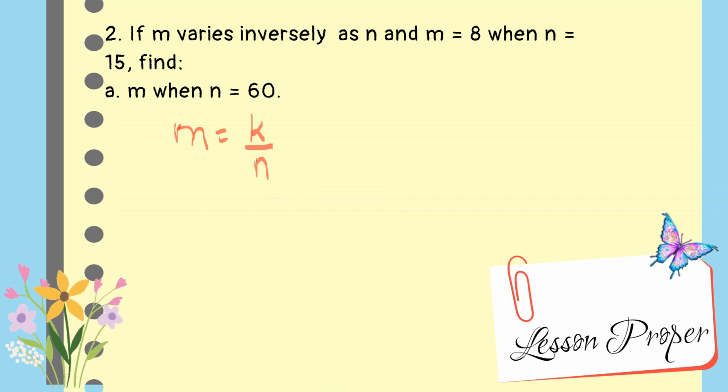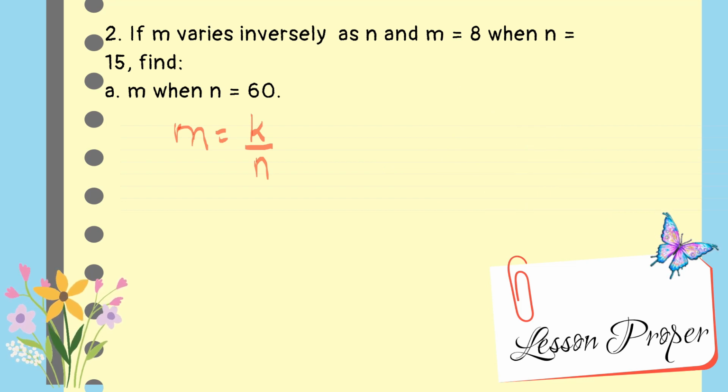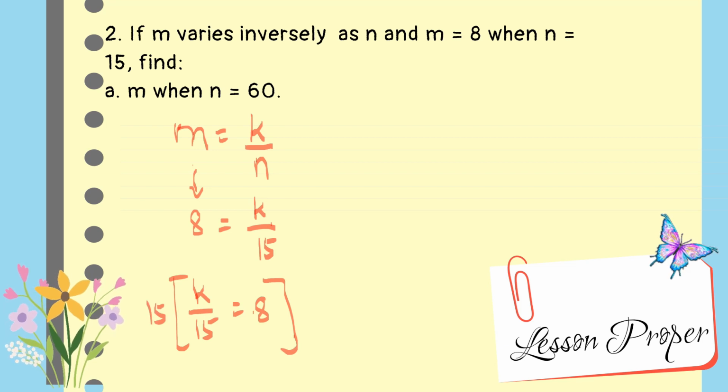Next, we have to solve first for the value of k, or the constant of variation, by substituting the given. So m is 8, so we just plug in 8 here, and then we have k, and n is 15. This is the same as k over 15 equals 8. To solve for k, we multiply the whole equation by 15. So we get k equals 15 times 8 is 120.